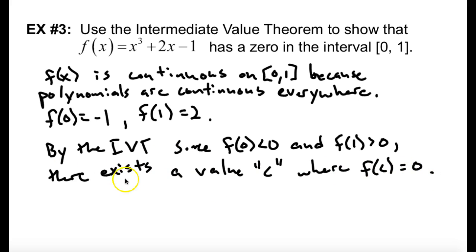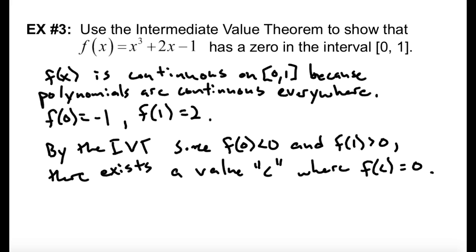This is the most useful application of the intermediate value theorem, finding zeros, right? So, I don't really know exactly what this graph looks like, but I know now that there's a 0, it crosses the x-axis somewhere in between 0 and 1, because f of 0 is negative and f of 1 is positive. Let's take a look at one more example.